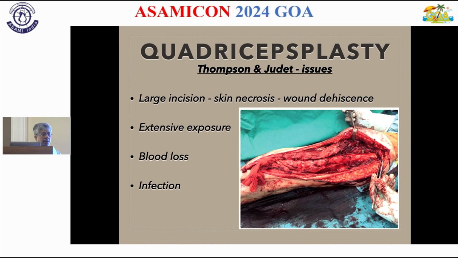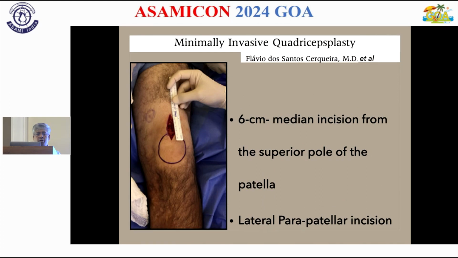The issue with the Thompson and Judet plasty is that it requires a large incision. Chances of skin necrosis are very high, and wound adhesions are extensive. It requires 3 to 4 units of blood, and chances of infection are there. And in spite of all effort, many times patients do not get adequate knee motion. The method I'm going to speak about is given by a Brazilian doctor, where he uses a midline incision, but most of our patients have previously operated cases, so you can use that lateral parapatellar incision also.